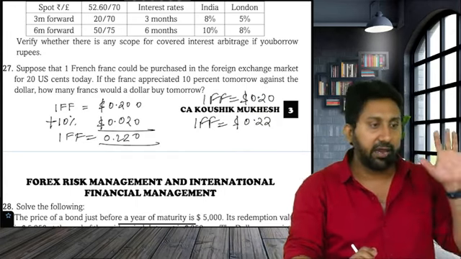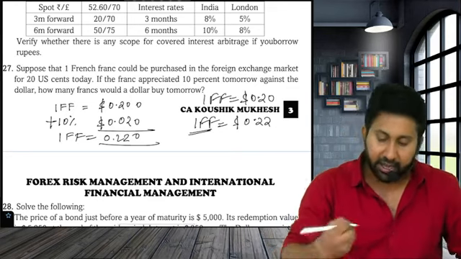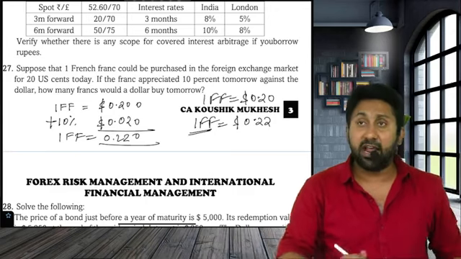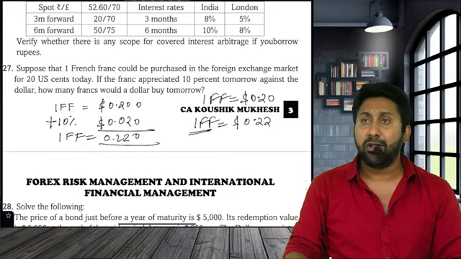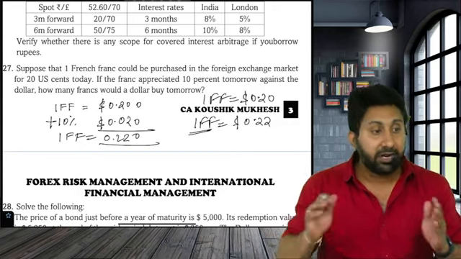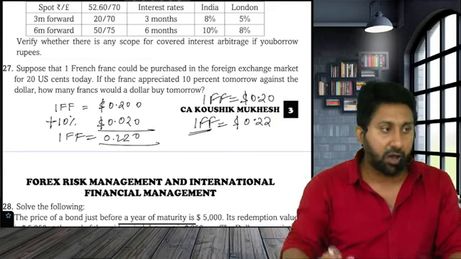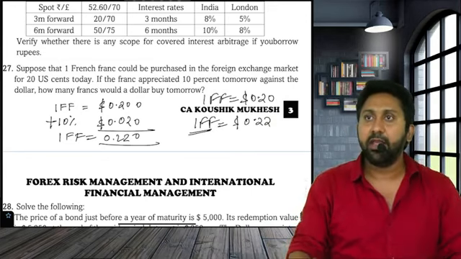Okay, I will give you another example. Here the franc is a commodity. Whenever I say a commodity appreciated, you should not expect that the commodity has expanded. You should say that the money required to buy it has expanded or appreciated. No sir, I didn't understand. Okay, I will put it like this.